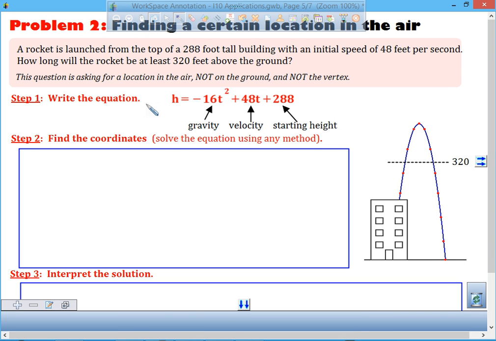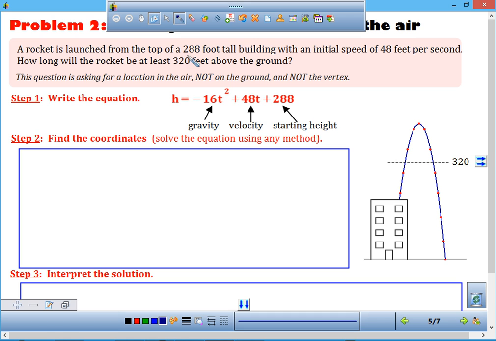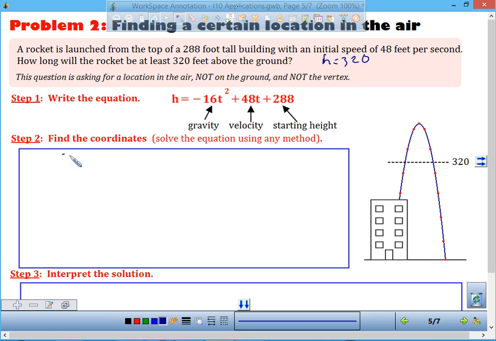Okay, next problem. Launch from a 288-foot tall building, initial speed of 48 feet per second. How long will the rocket be at least 320 feet above the ground? Okay, so now this is another height, so they're telling me h is 320. So I'd substitute that 320 in for h and solve from there. So I'm going to have 320 equals negative 16t squared plus 48t plus 288.